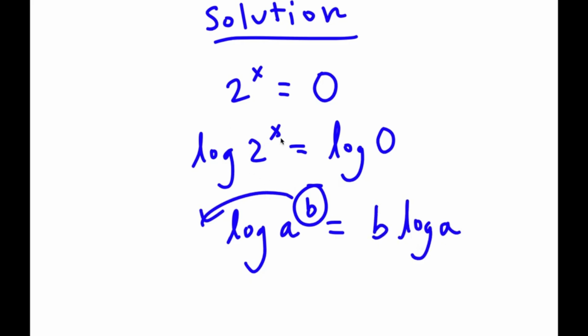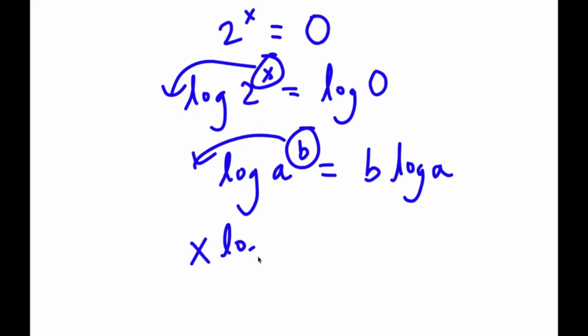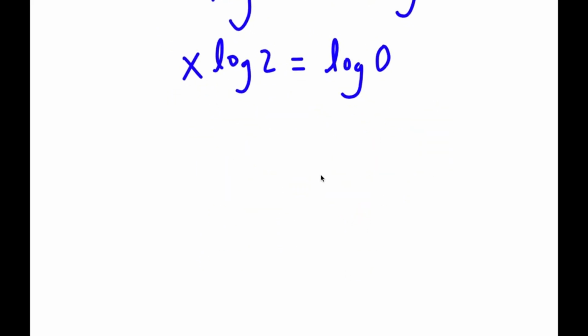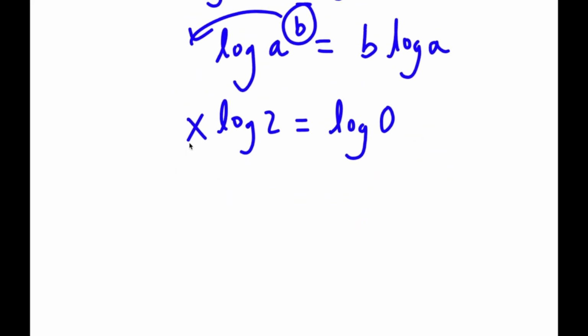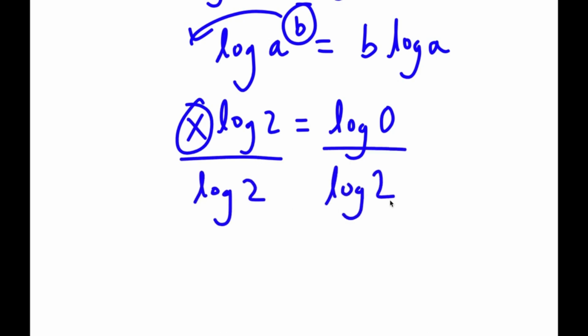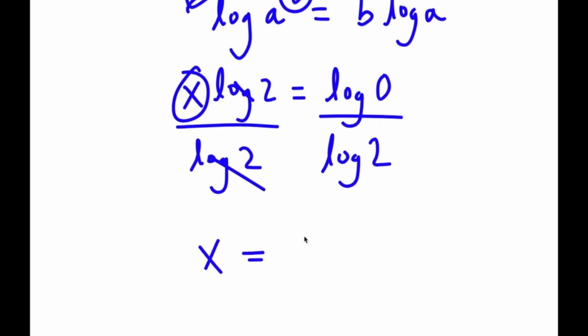So in this case, I have log 2 to the power of x, and I can actually move x to the front. So it's going to equal x times log 2, which is equal to log 0. Now, I obviously want to isolate x here. So what I'm going to do is I'm going to divide both sides by log 2. So then these two cancel out, and now I have x is equal to log 0 over log 2.